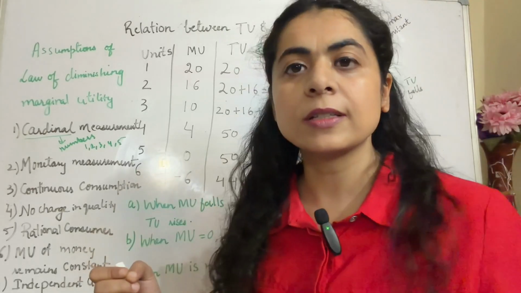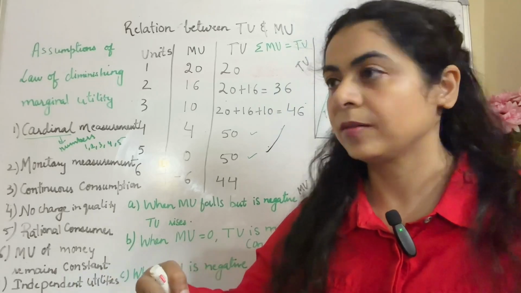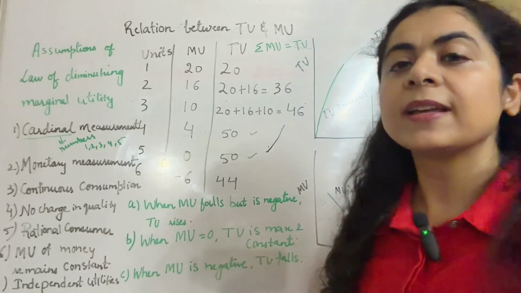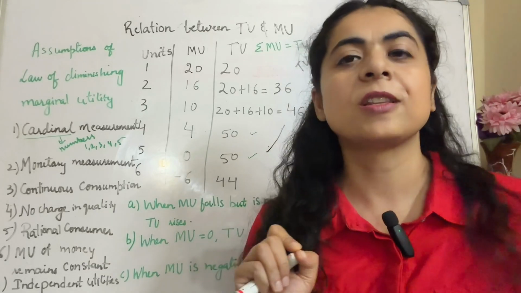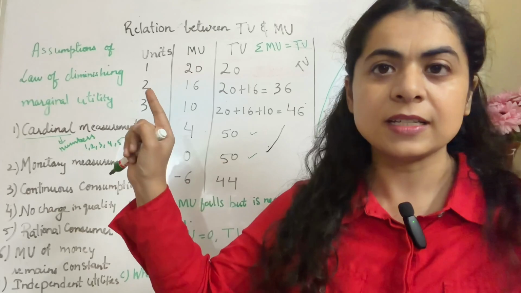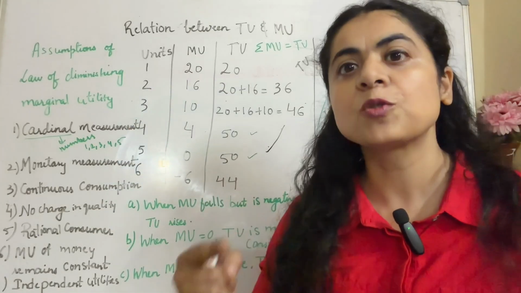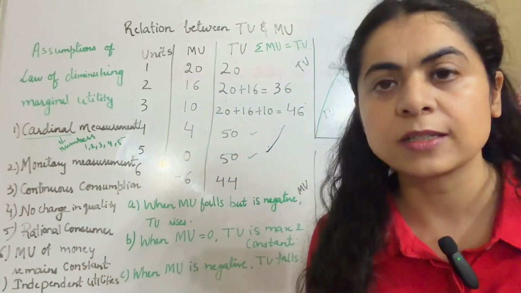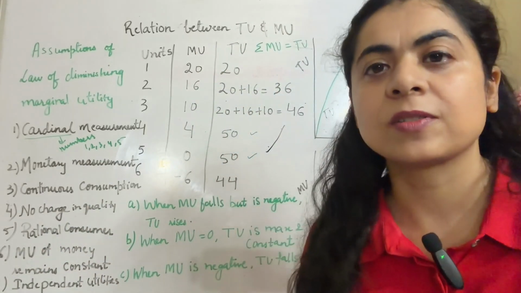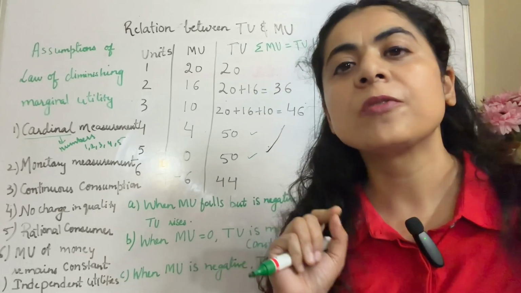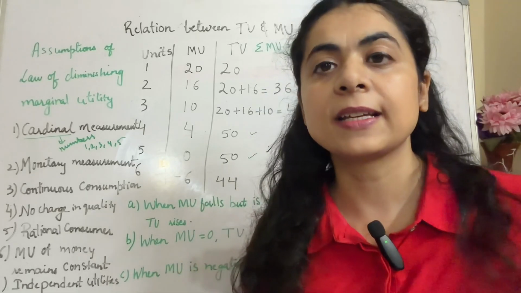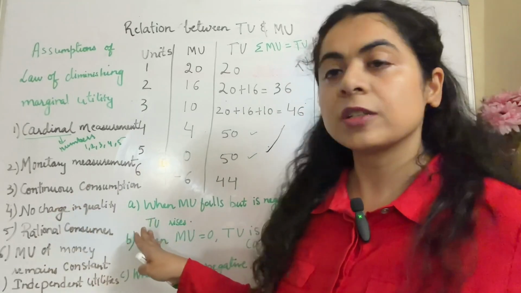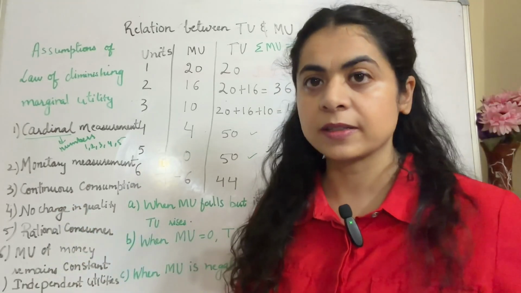Third is continuous consumption. There should be no time lag between consumption of successive units. It shouldn't be the case that you consume the first unit in the morning and then the second unit at night. That shouldn't be the case. The consumption should be continuous. Then we have no change in quality of the product. Again, if, let's say, the first unit of the ice cream was inferior to the second one, then definitely the second unit will give you more satisfaction, but that's not the case. There is no change in the quality of the good or service.